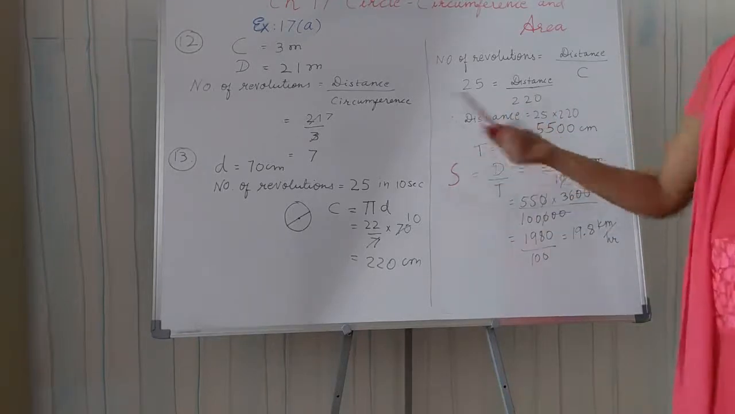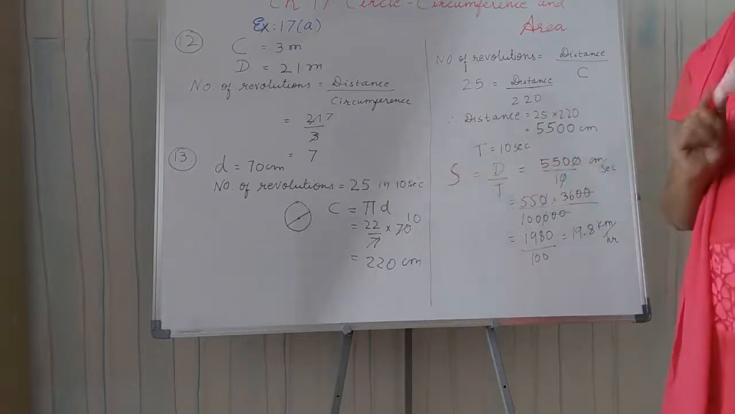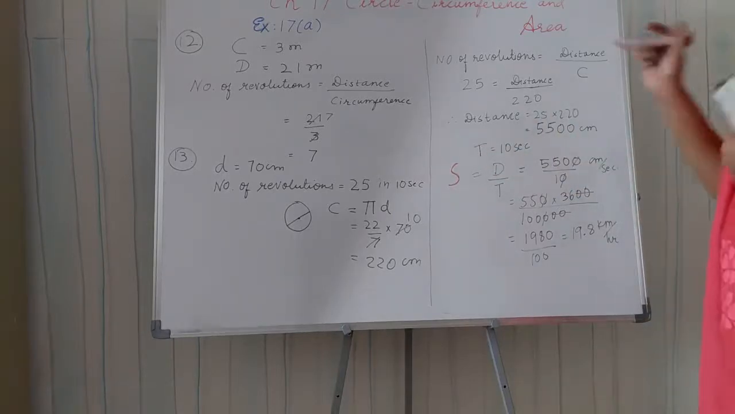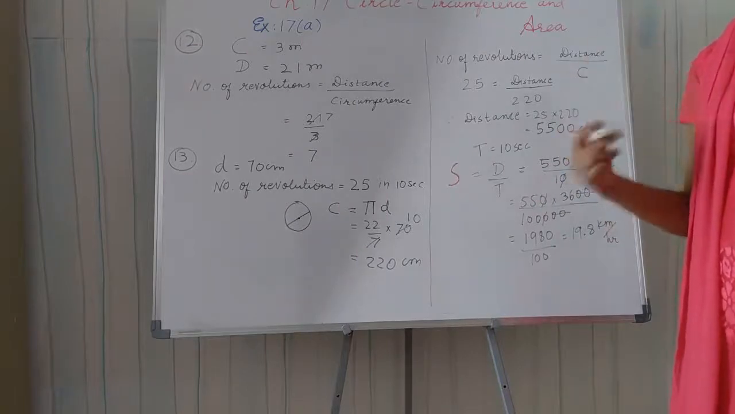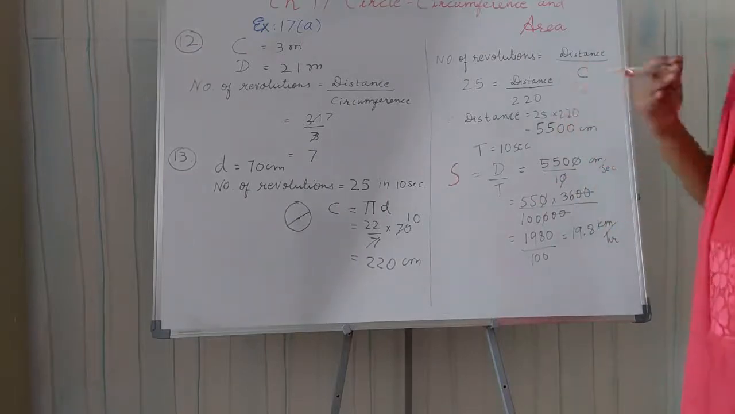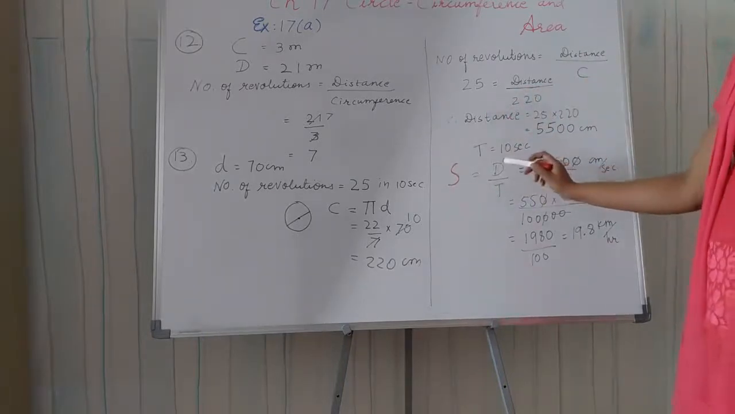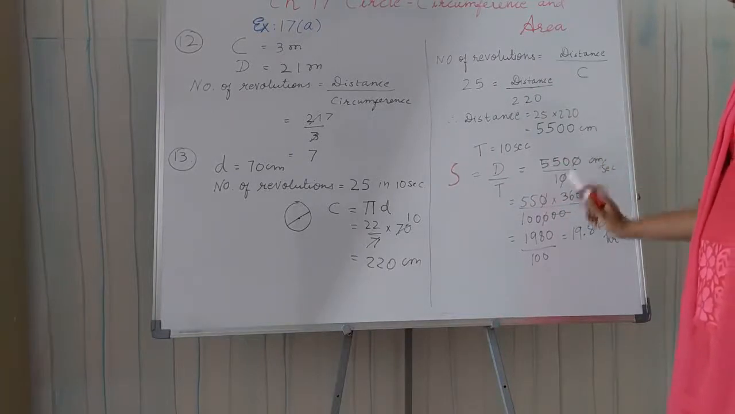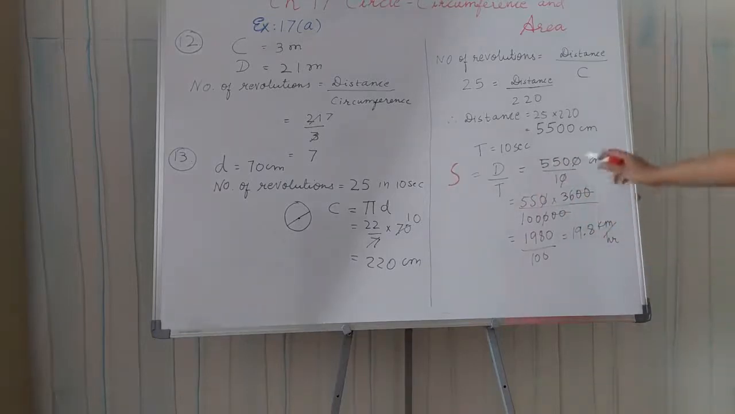And time is already given in the question, that in 10 seconds they take 25 revolutions. It means that is the time given to us. And the question is, you want to find the speed, that how much speed the wheel will revolve to cover the distance. So here the speed formula is distance upon time. So distance is found already, 5500 centimeters, and time is 10 seconds. So cut 0 0. So I get 550 centimeter per second.